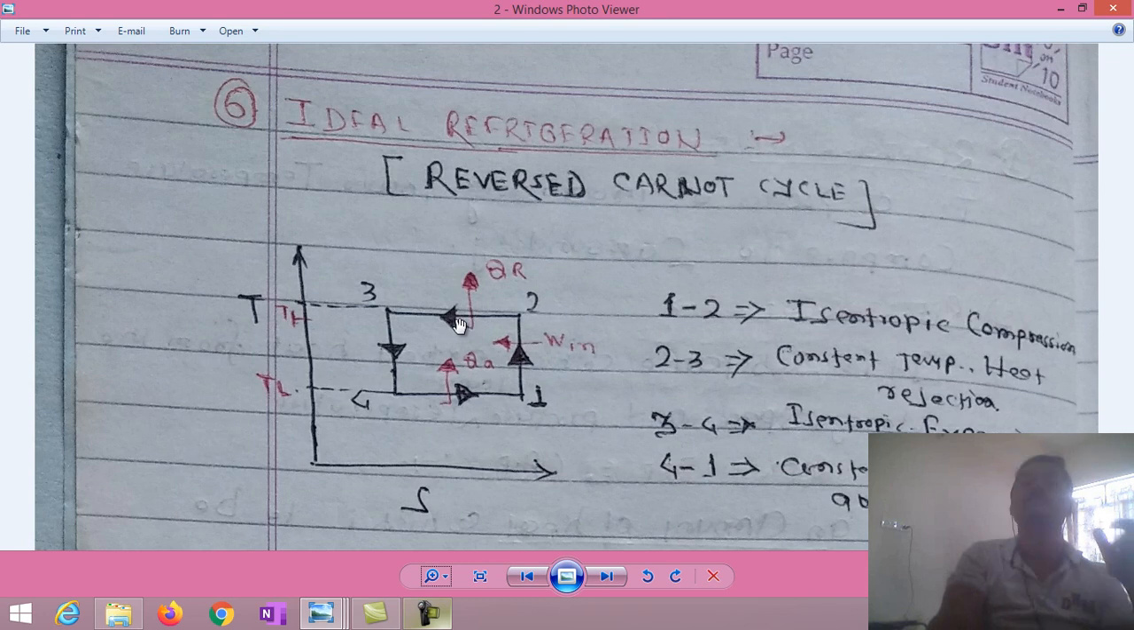This heat is absorbed, extracted from the storage space. This heat is absorbed at TL and rejected at TH. Now we'll define the COP. We have explained COP earlier. COP is the ratio of refrigeration effect to work input.